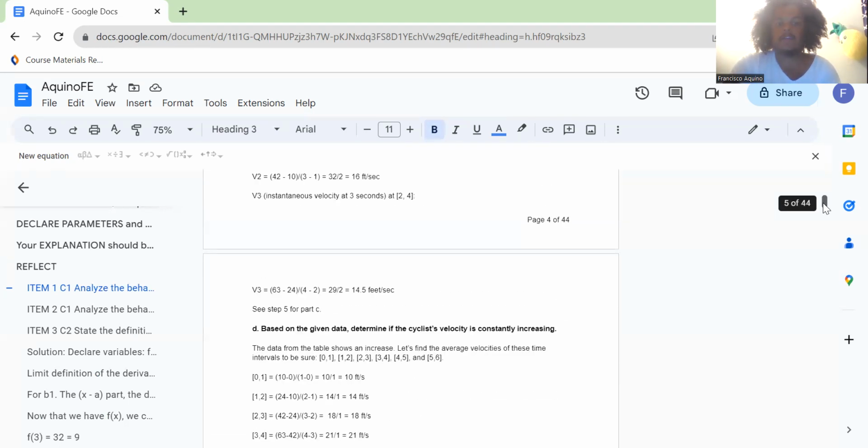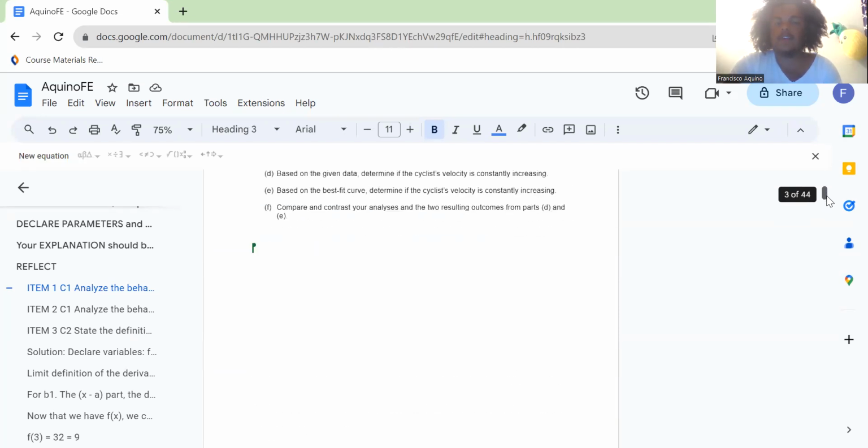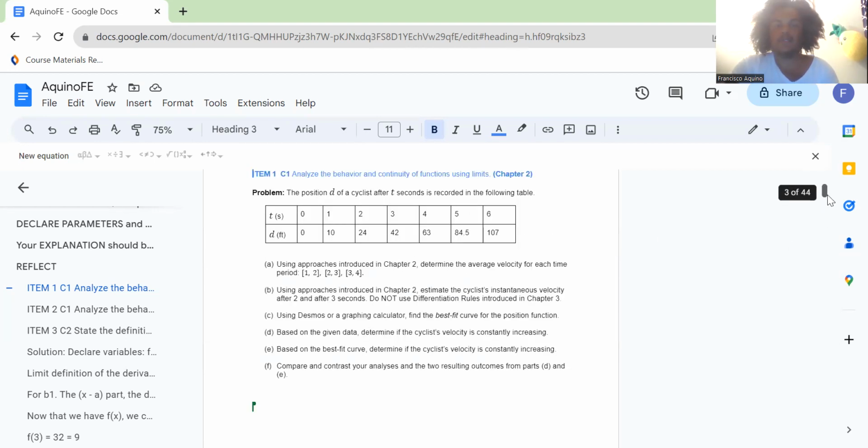Then for F, it just asks for a comparison and a contrast of the analyses and the two resulting outcomes from part D and E. Well, from part D and E, we got the same outcome, which was that the velocity was increasing. The difference was the methods we used to get there. D was with the table and those calculations for analytical proof, and then E was graphical.